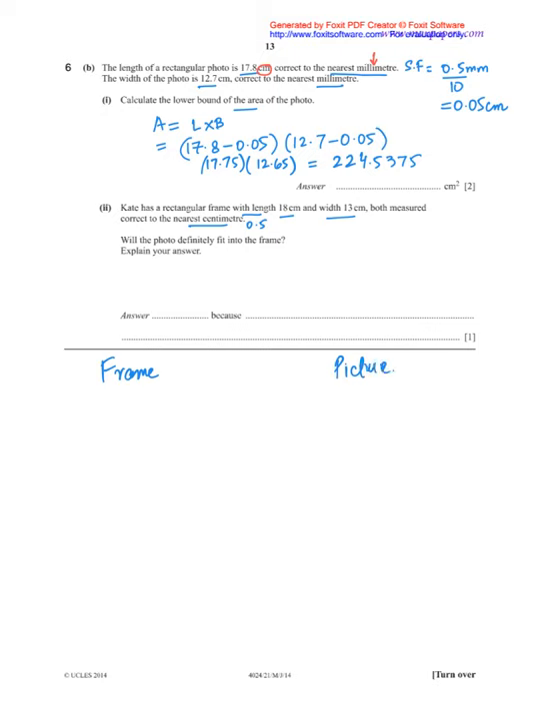Just for the explanation part. Now I will find out the lower bound for the frame. The frame has a length of 18, that means the lower bound will be 17.5, and the frame has a width of 13, that means the lower bound is 12.5. And I will find the upper bound of the picture. The picture length is 17.8, so the upper bound will be 17.85, and the width is 12.7. So when you add 12.7 plus 0.05, that will be 12.75.